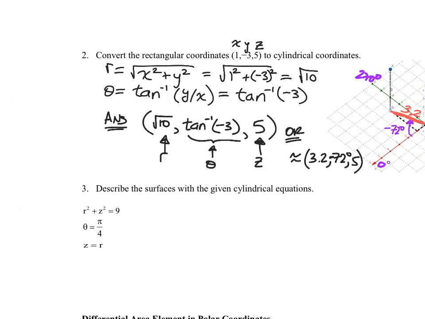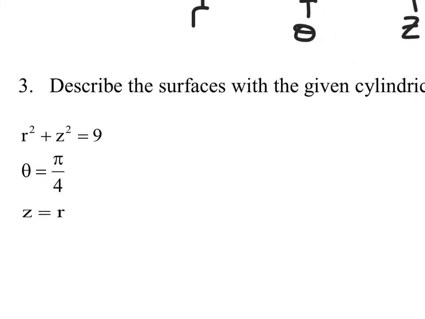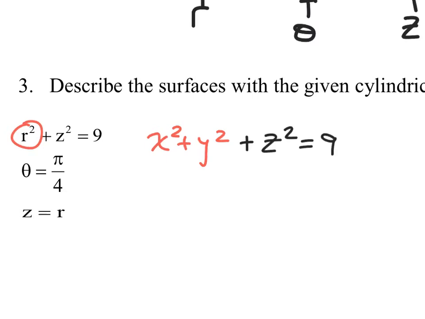All right, and we also want to be able to think about different surfaces that might have cylindrical equations. So in the case of r squared plus z squared, well, we know r squared is the same as x squared plus y squared. So x squared plus y squared plus z squared is equal to 9. What we're looking at there is the equation of a sphere, but we're able to represent it as a function of two variables, r and z. All right, so I can represent z as a function of r, right?